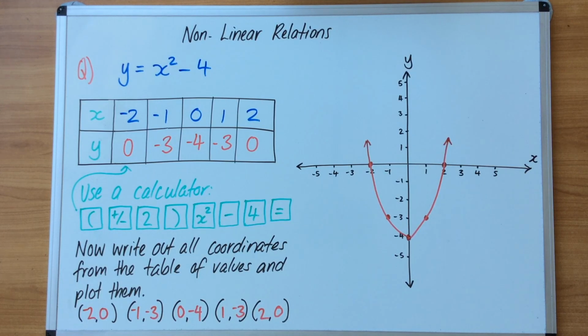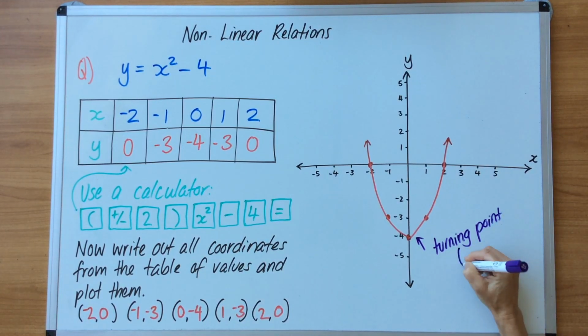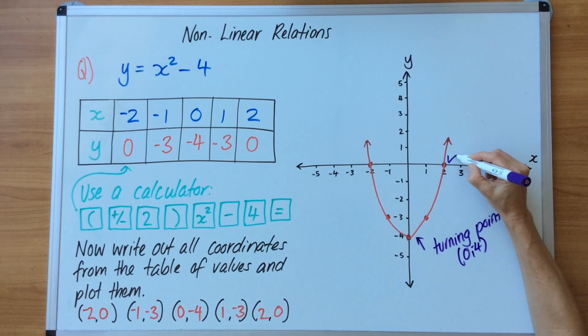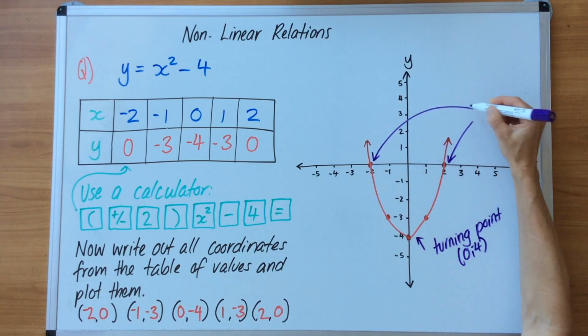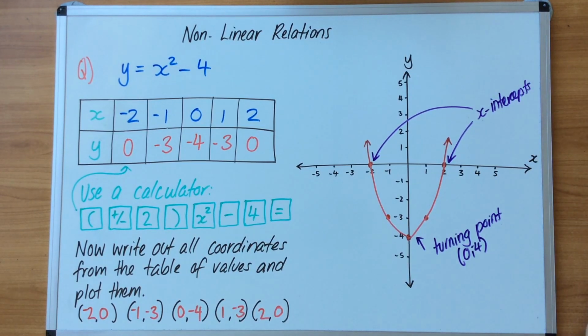We can also read from this. So I'm just going to get a different colour pen, purple, and I'm going to identify what I can see on this. So our turning point is 0, 4. This is our turning point, and that is a coordinate of 0, -4, I should say. And our x-intercepts are here. I'm going to draw our x-intercepts, because there's more than one. Our y-intercept is down here because it's crossing through the y-axis.